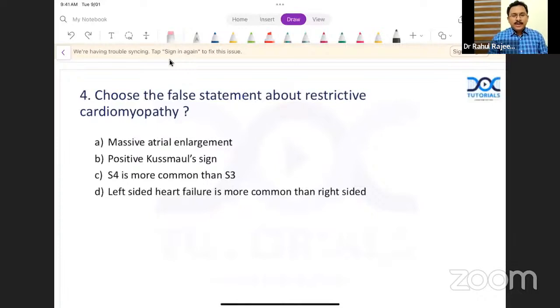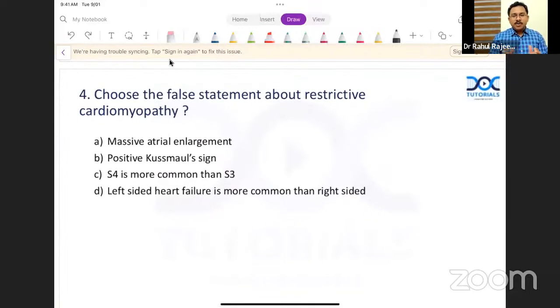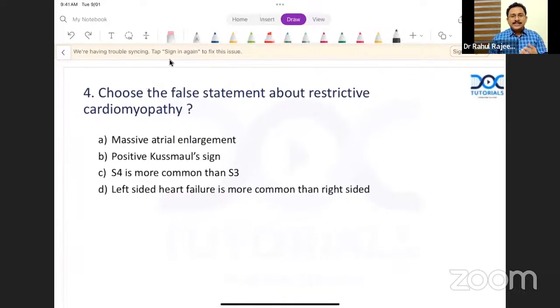So moving to the next question, choose the false statement about restrictive cardiomyopathy. This is again an important topic, and I want you to learn all the cardiomyopathies in comparison as well. Most of the questions are picked up relating to the comparison between the various cardiomyopathies. Let's have a look at the options.